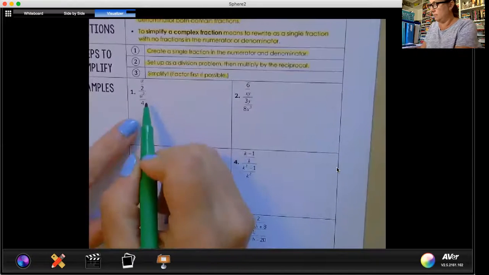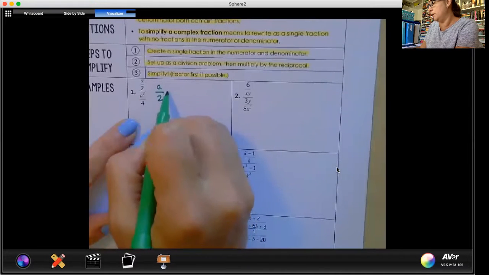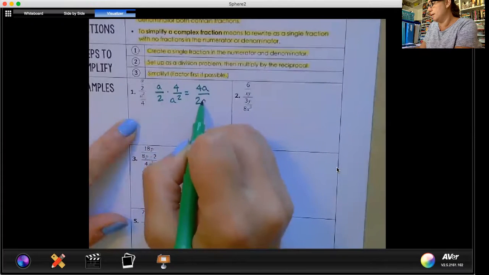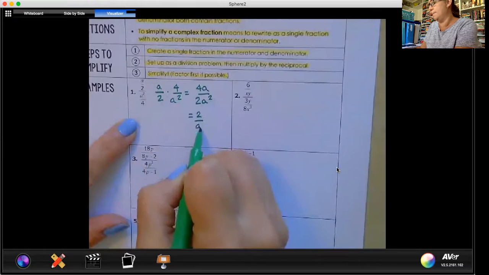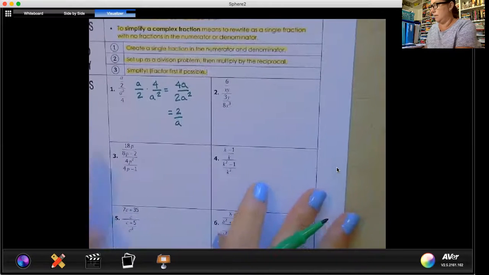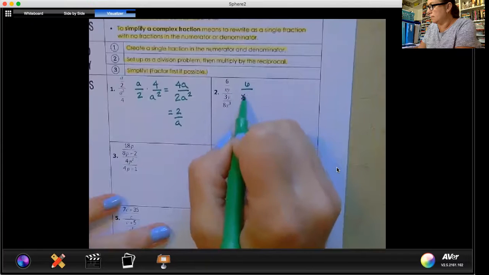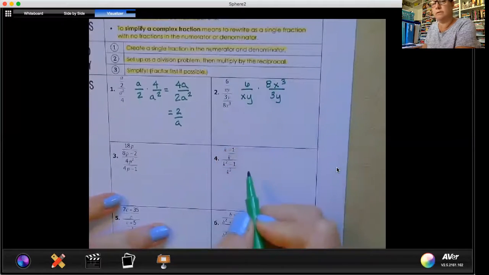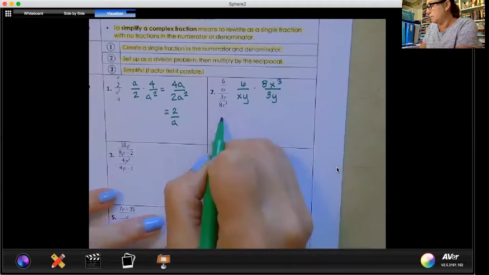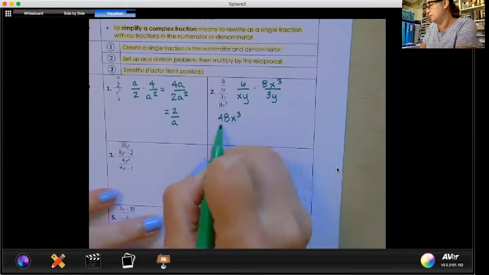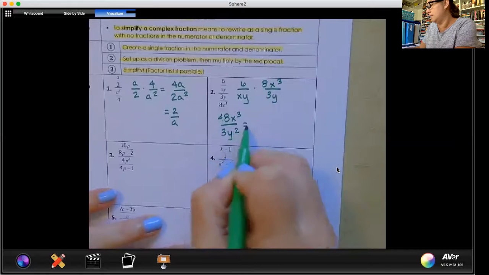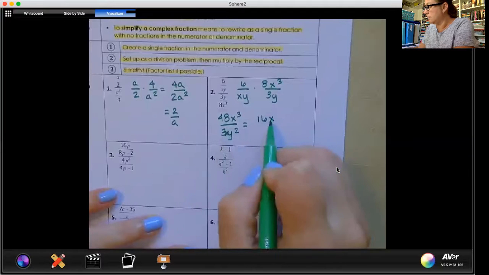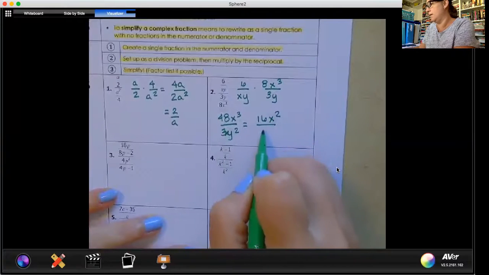So taking a look at problem number one, we're going to set that up as a over 2 times 4 over a squared, and that's 4a over 2a squared, which is 2 over a. And in problem number two, 6 over xy times 8x to the third over 3y. Don't forget to multiply by the reciprocal. So that's 48x cubed over 3y squared, which is 16x to the, I'm sorry, that's an xy squared, over 16x squared over y squared.